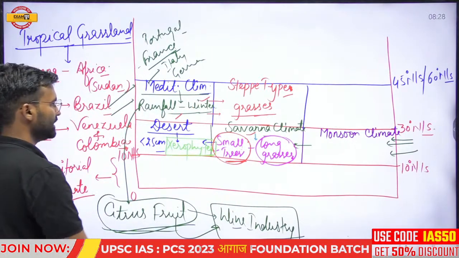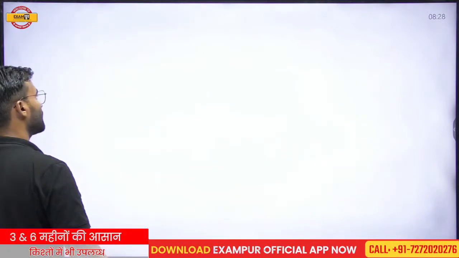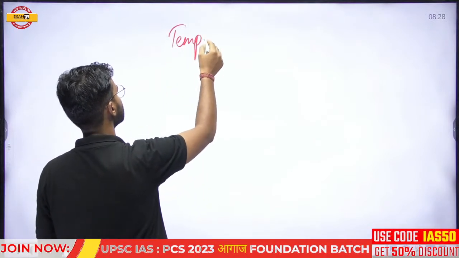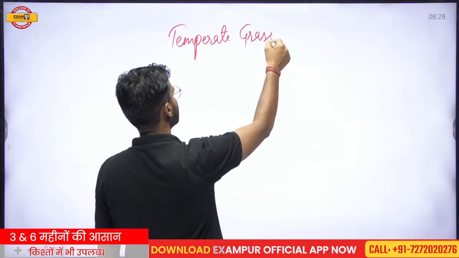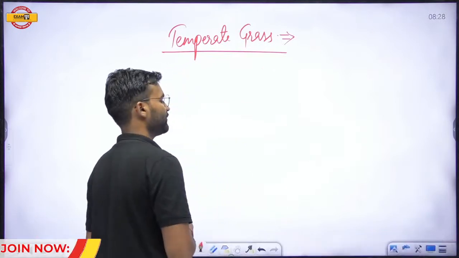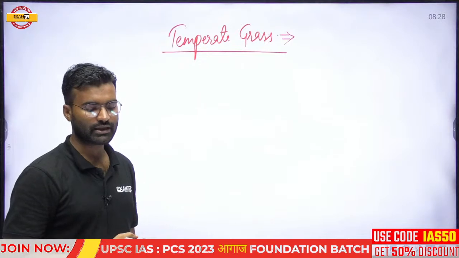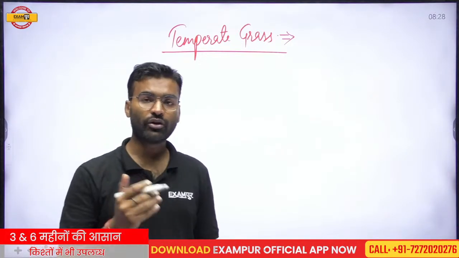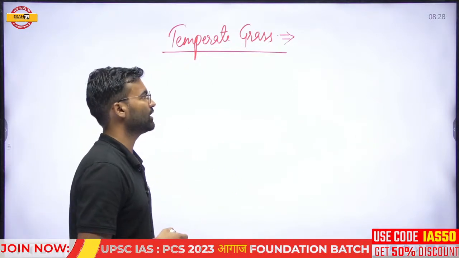temperate grass, because it is found in the temperate zone. So what is the temperate grass? I think you understand. Temperate grasses are the grasses found between 30 to 45 or 30 to 60 degrees, in the mid or central part of the continent, where the precipitation is low.